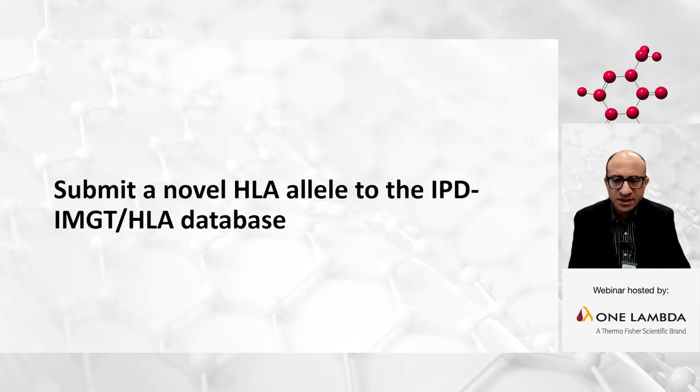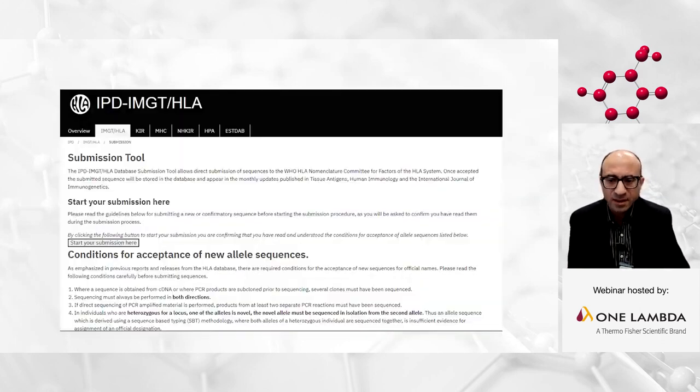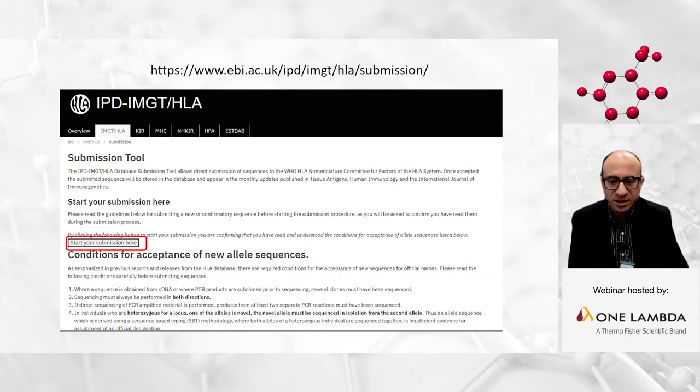So now after you receive the accession number from GenBank, you are ready to submit the sequence of this novel allele to the IMGT website. Open the IMGT submission site by clicking on the following link and click on Start Submission.